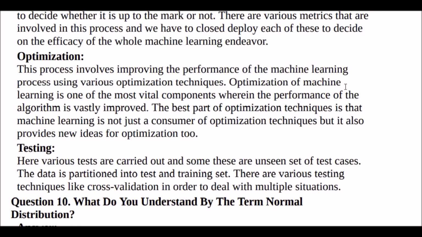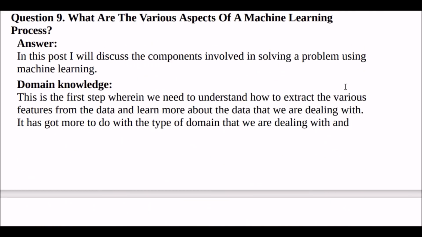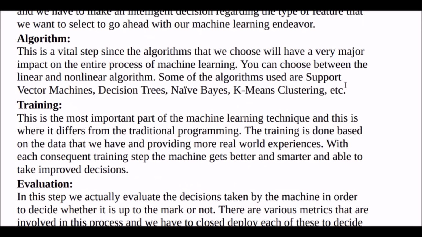Next one, that is testing. Here various tests are carried out, and some of these are on an unseen set of test cases. The data is partitioned into test and training sets. There are various testing techniques like cross-validation in order to deal with multiple situations. Okay, so these are the various aspects of a machine learning process. Okay, I hope you guys understand it.